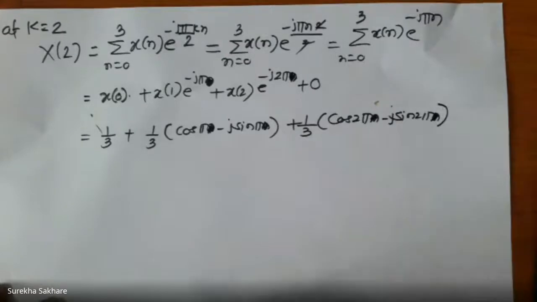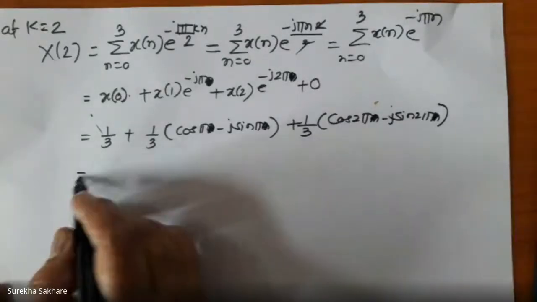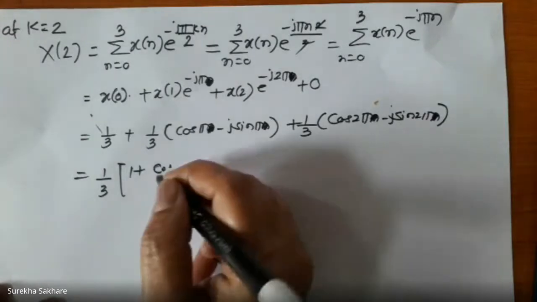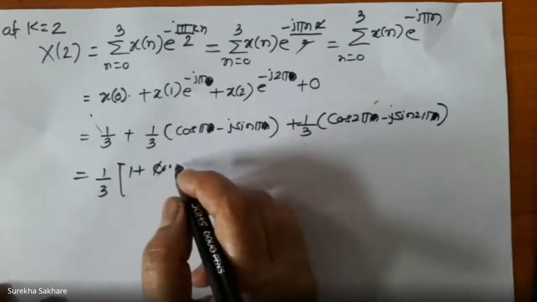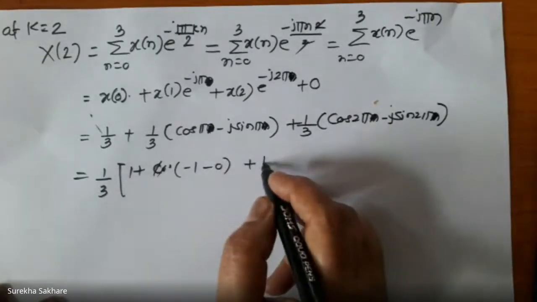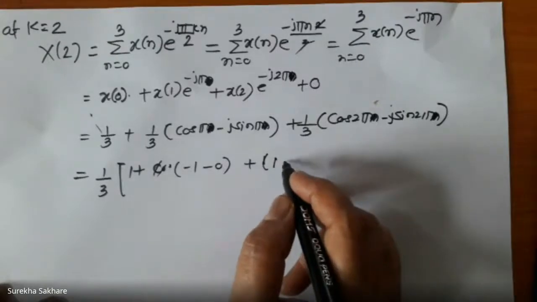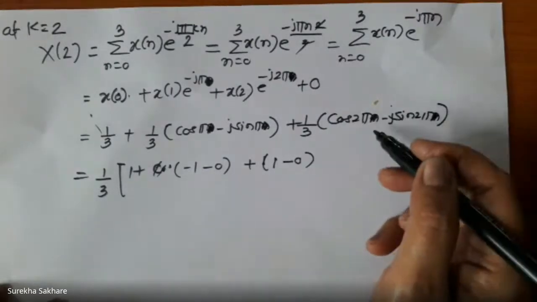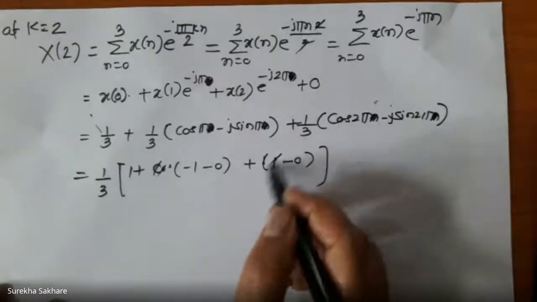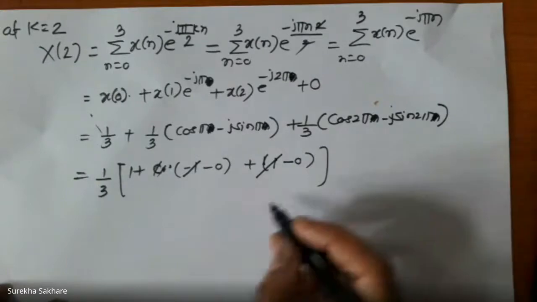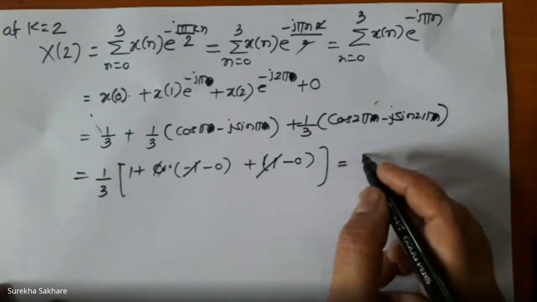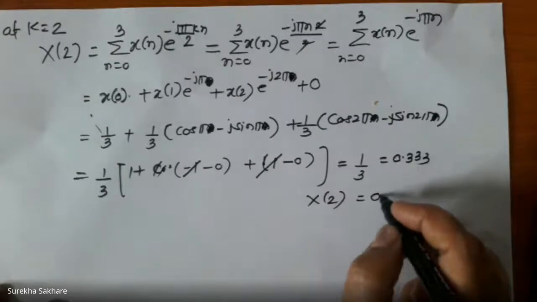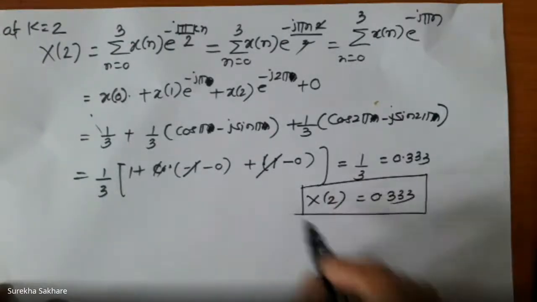Now 1 by 3 is taken common. 1 plus cos pi is minus 1. This is 0 plus cos 2 pi is 1. This is 0. Sine of 2 pi always is 0. Okay. So what do I get in this case is this 1 and this minus 1 become cancelled, and I have 1 by 3, it is going to be 1.33. So x of 2 is a constant with 0.33 value. So this is becoming the x of 2 value.